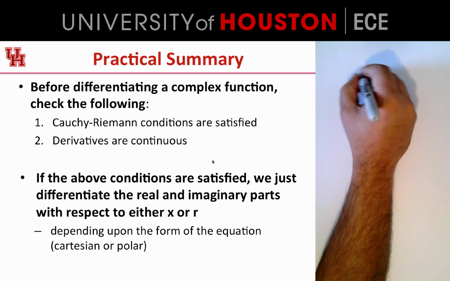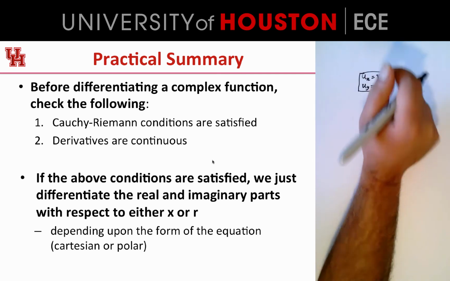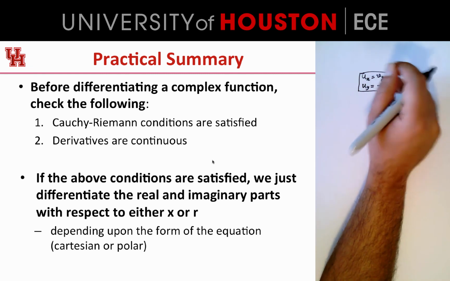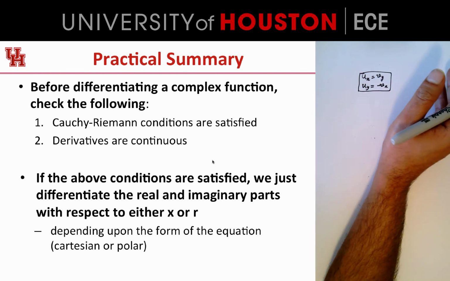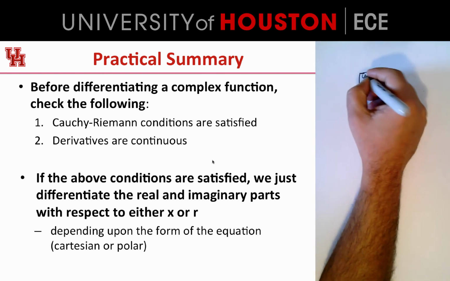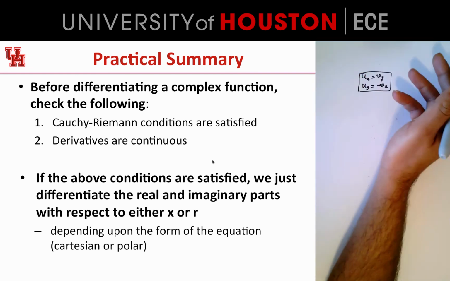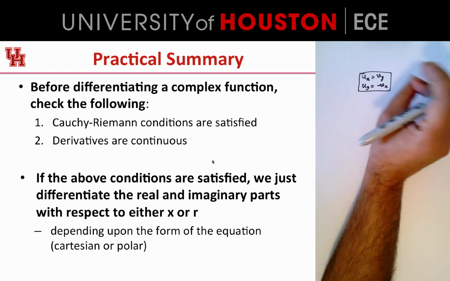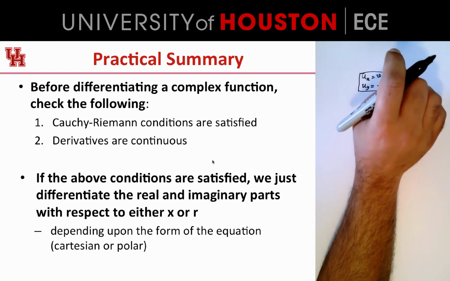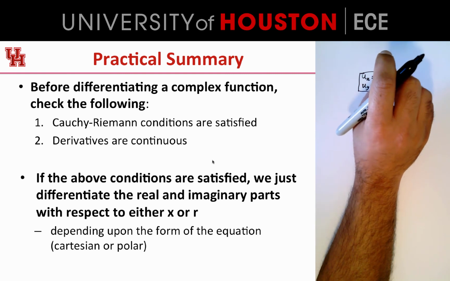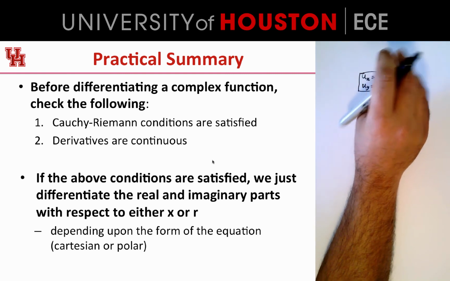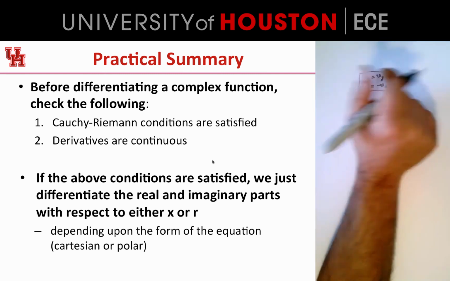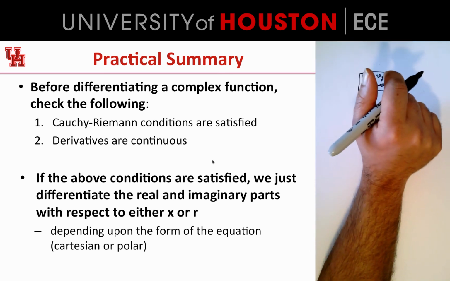This is cheat sheet material, right? Or mental material. So if these are satisfied, then the function is differentiable. And then the derivative is simply obtained by differentiating u and v with respect to x and y, okay? If the above conditions are satisfied, in other words, if the Cauchy-Riemann conditions are satisfied, and if the derivatives are also continuous, then we just differentiate with respect to the real and imaginary parts.